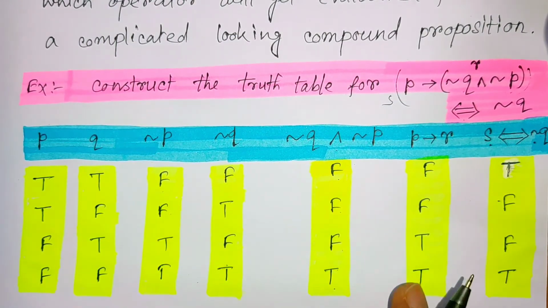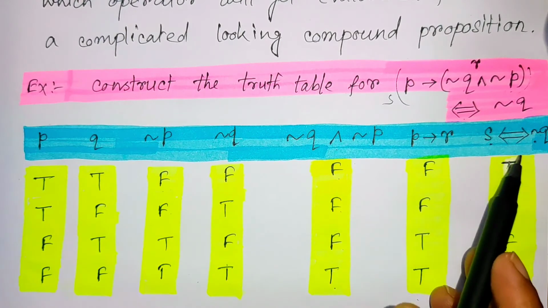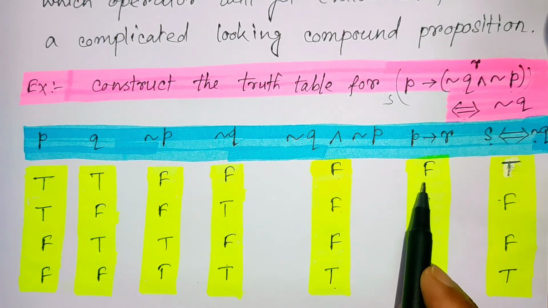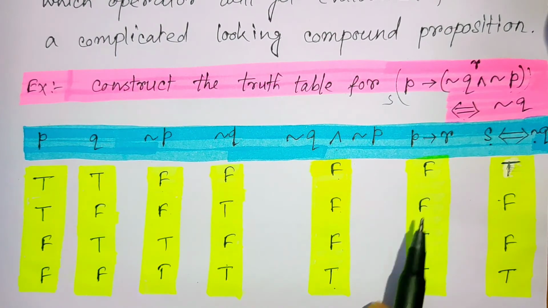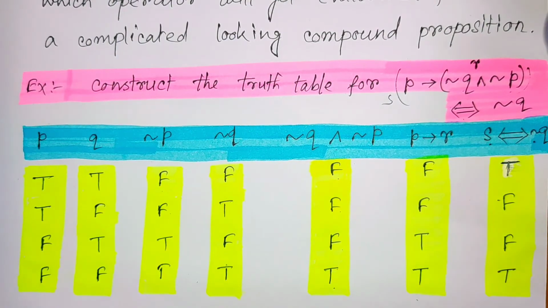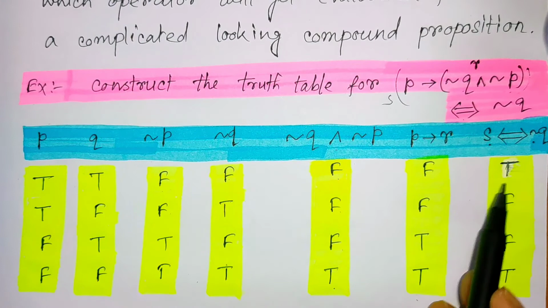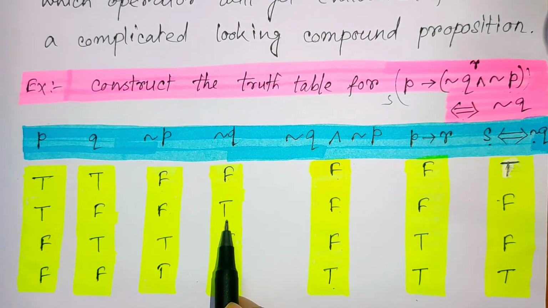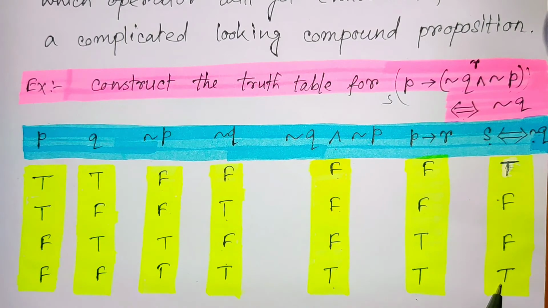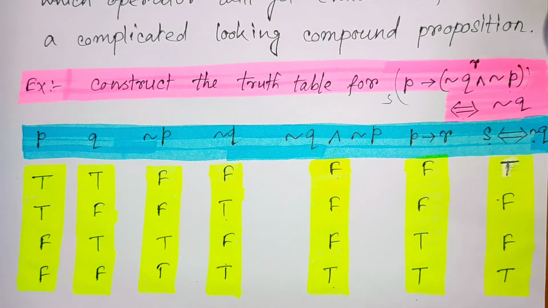If we compare these two, we find that it is the biconditional. So if both are true, then it is true; if both are false, then it is true; otherwise it is false. So it is false, false, so it is true; then false and true, then it is false; then true and false, then it is false; and true and true, then it is true. So this is the expression, and we can find out the truth table here.